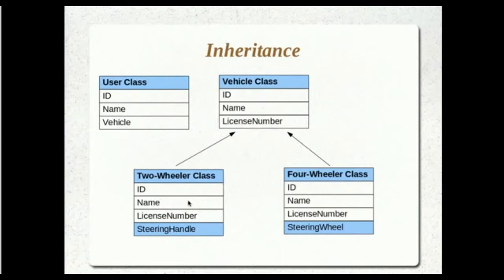It could be either vehicle. If the user object that I'm trying to save owns a two-wheeler, then this would be a reference to the two-wheeler table where I have saved the two-wheeler data. And if this user object has a four-wheeler, then when I'm saving this, I will have to have a reference to the record in the four-wheeler table. So this is where it gets tricky.